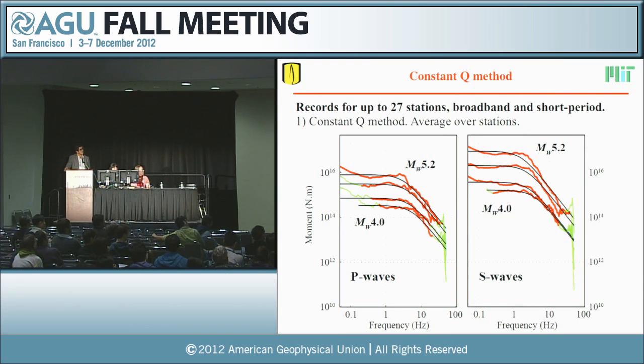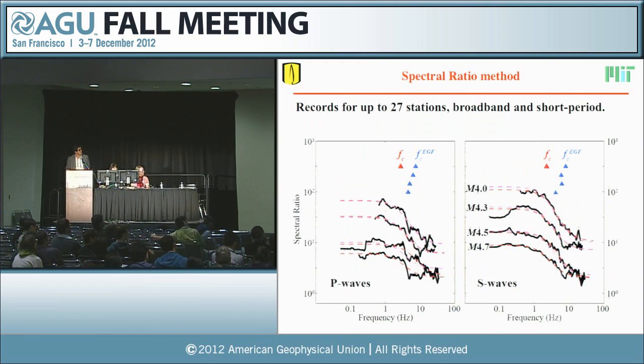The green part of the spectrum we're not using for fitting these source parameters. And I'm showing you both S and P wave spectra. And you see that the signals are pretty nice, actually, for these deep events.